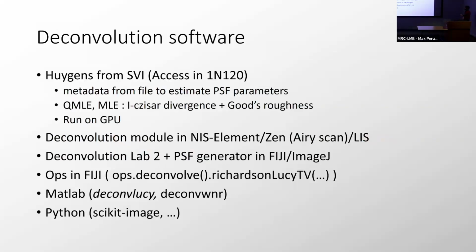So we have several options here in the facility. You can use Huygens. There are modules in Nikon Elements, for example, on the iSIM. And for the Airyscan, I think the Leica software might also have something. In ImageJ, you would have DeconvolutionLab, and you can use PSF Generator. You have Ops in Fiji. You can use MATLAB or Python. There are a lot of options where you can use this technique.